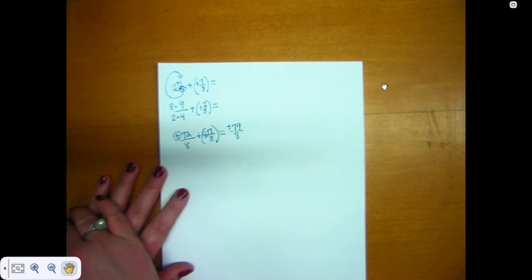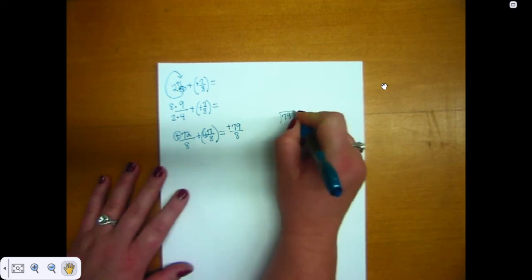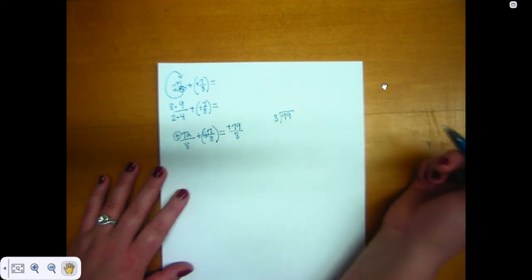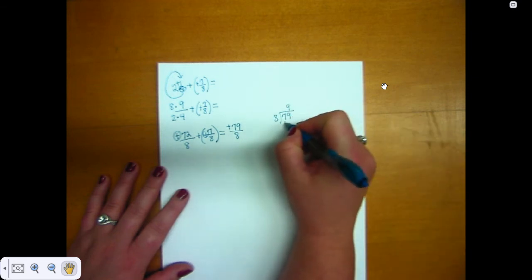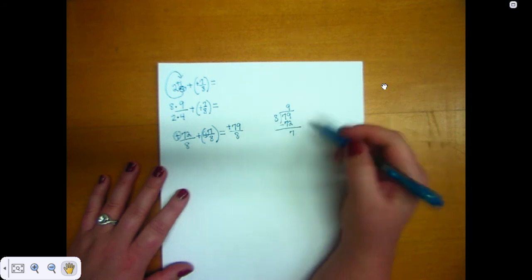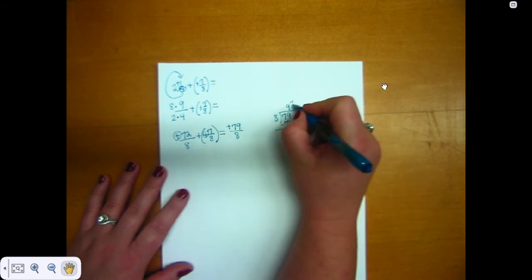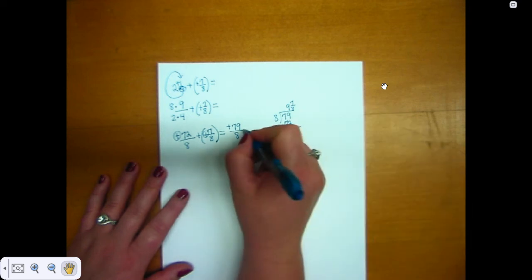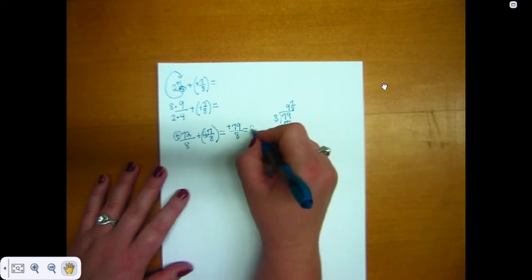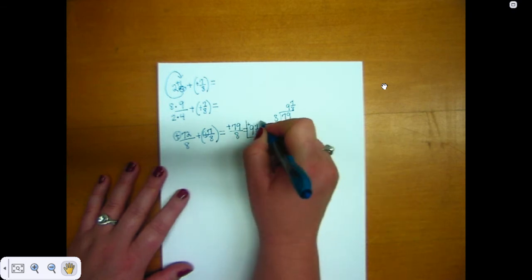79 over 8 is an improper fraction, which means I'm going to have to convert it. So I'm going to divide the top by the bottom. 79 divided by 8. I know that 8 times 9 is 72. Subtract, and I get 7. 7 is less than 8, so that is my remainder. 9 and 7/8. So I'm going to come back over here and put 9 and 7/8, and it is positive, and that is my final answer.